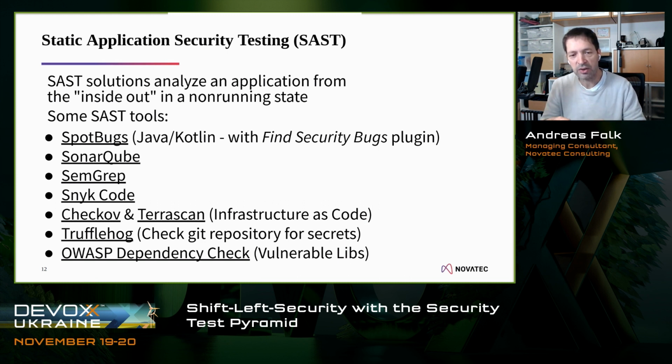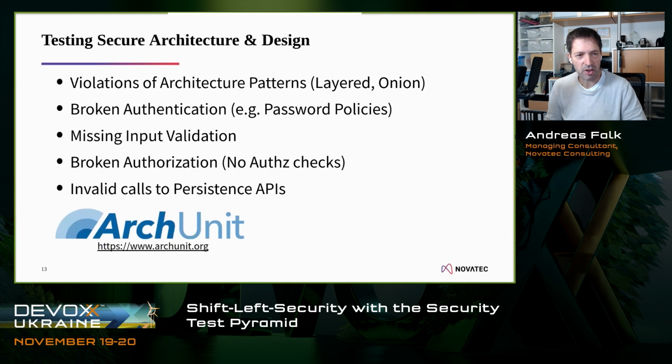Also, don't forget about infrastructure as code. If you're writing Terraform scripts and stuff like that, you can use tools like Checkov and Terrascan that also check for security problems here. With TruffleHog, also a nice tool, you can check your Git repositories for checked-in secrets. Accidentally checking AWS API keys into a Git repository is a bad idea, for example, and TruffleHog can detect those things. Then for vulnerable libraries, of course, you can use a tool like OWASP Dependency-Check.